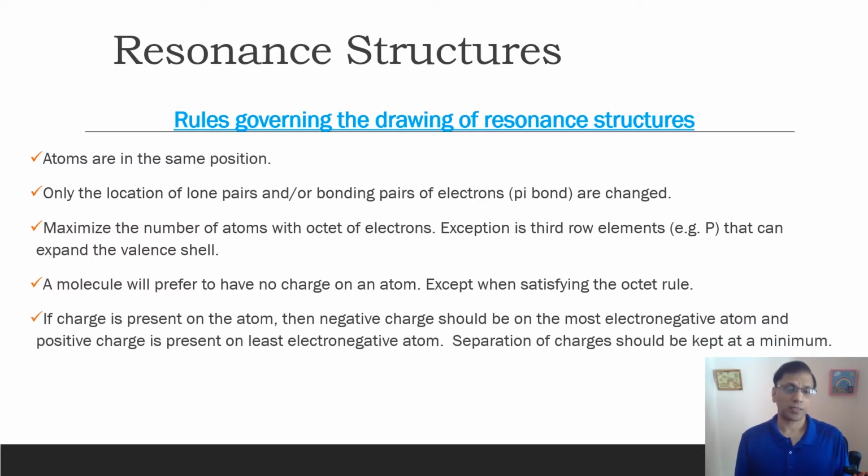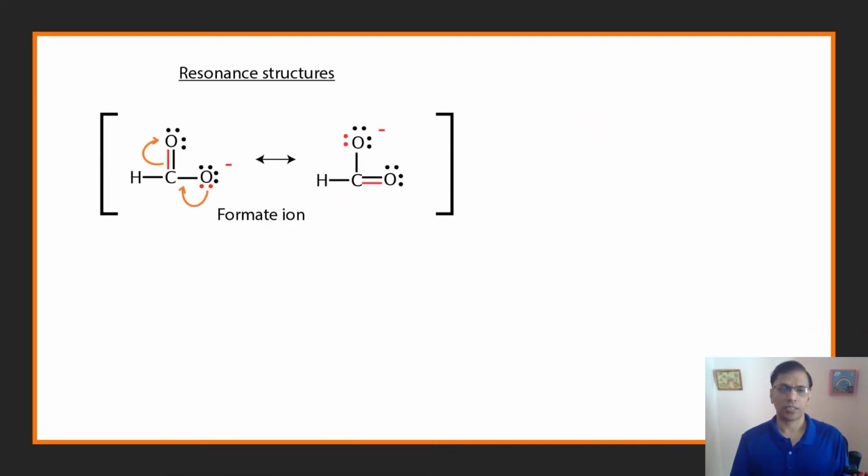The last rule is if a charge is present on an atom, then the most electronegative atom will bear the negative charge, and the least electronegative atom will bear the positive charge. Separation of charges should be kept at a minimum. Let's look at some examples.